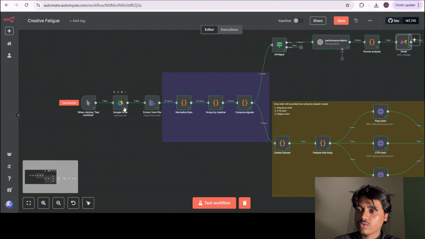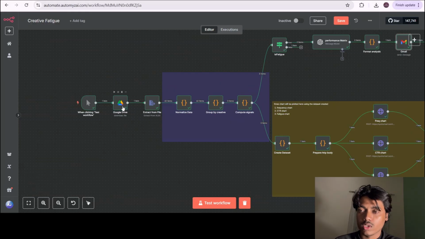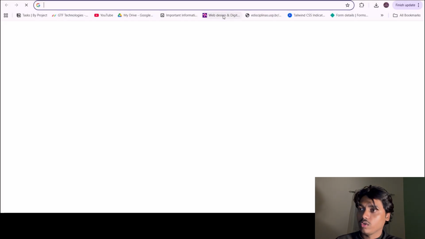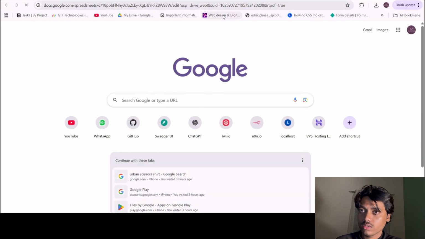Firstly, we are using the Google Drive. We have one Google Sheet. In that Google Sheet, we have given some mock data. That mock data we are using as an API response. Instead of that, in real time, we will be using the API response from your ad account. So let me show you the Excel, how it looks.